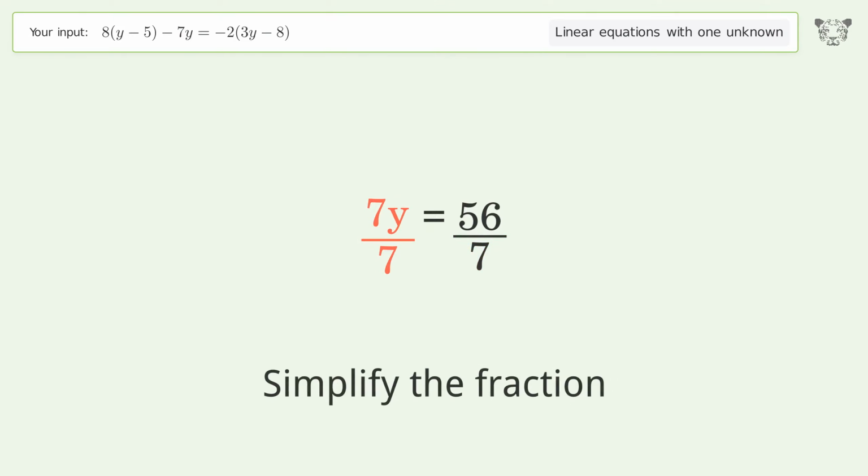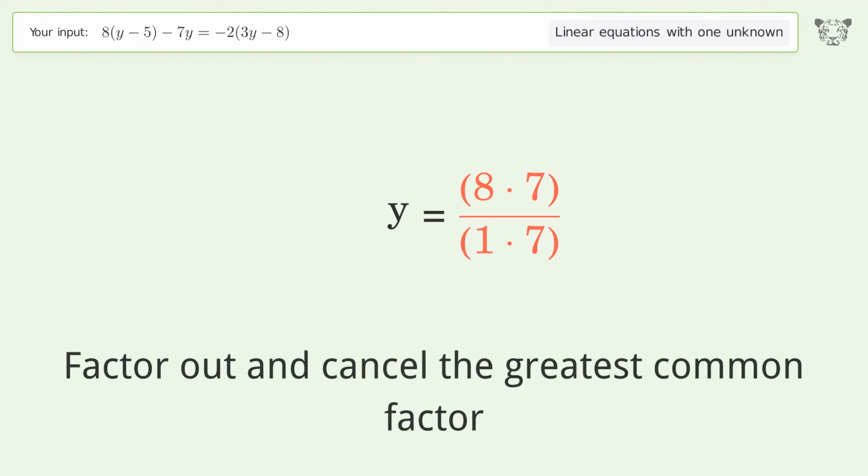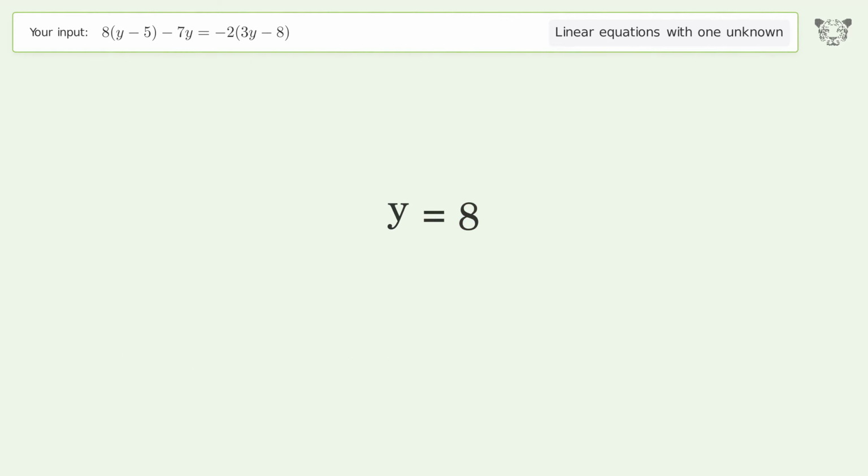Simplify the fraction. Find the greatest common factor of the numerator and denominator. Factor out and cancel the greatest common factor. And so the final result is y=8.